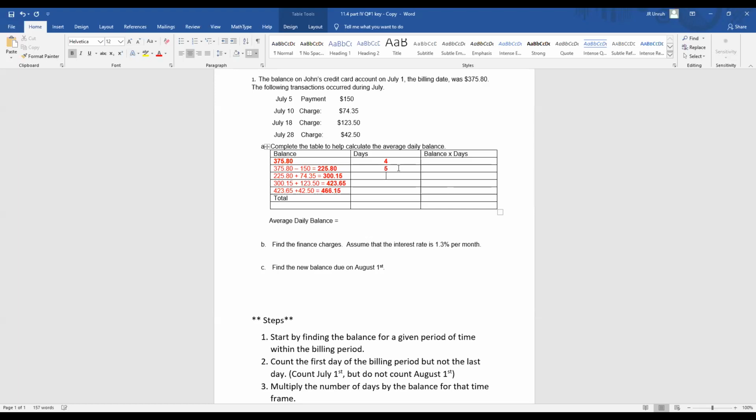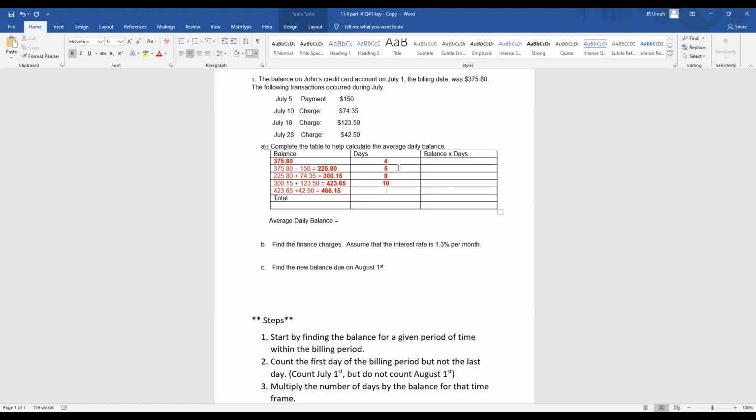Okay. Again, we come down to the next one. There was a charge on July 10th. So we want to count the 10th, 11th, 12th, 13th, 14th, 15th, 16th, 17th. That is 8 days. Come down further. And on the 18th, charge of $123.50. And so the 18th up to the 28th, that is 10 days. And then on the 28th, the charge of $42.50 was made.